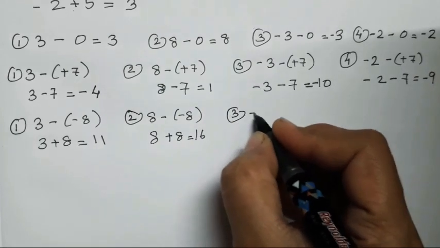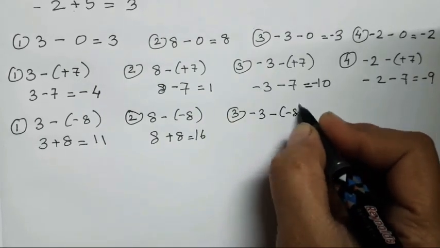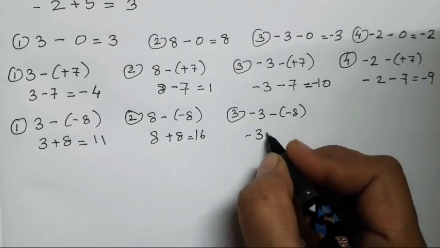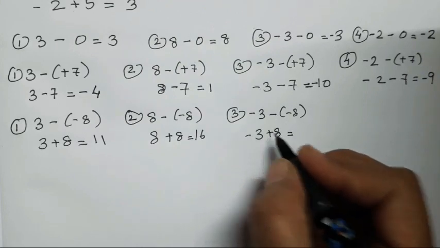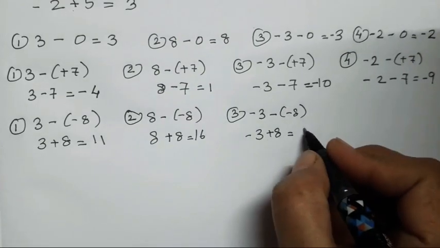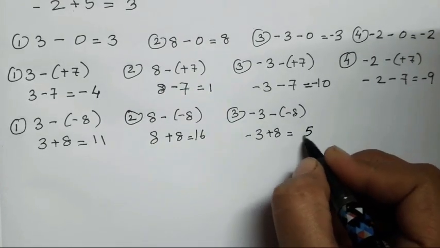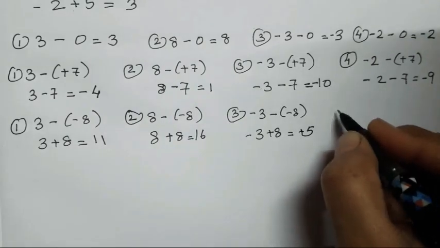Third one is minus 3 minus 8. So minus 3 as it is, minus and minus will be plus. 8 plus and minus. So 8 minus 3 is going to be 5. Sign of the bigger number, that is plus.